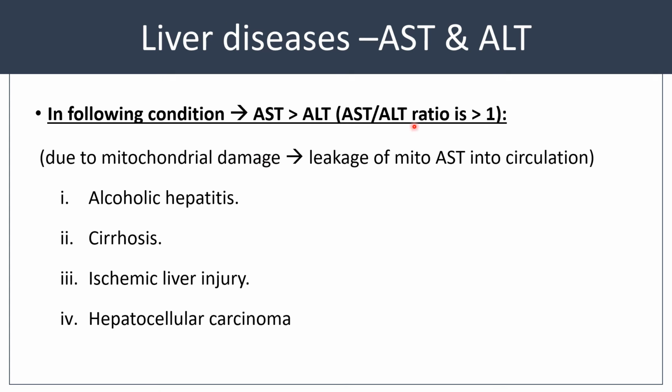But in some conditions, AST will be higher than ALT, that is, the AST-ALT ratio will be greater than 1. Those conditions are alcoholic hepatitis, cirrhosis, ischemic liver disease, and hepatocellular carcinoma. These are the conditions where AST is higher than ALT.